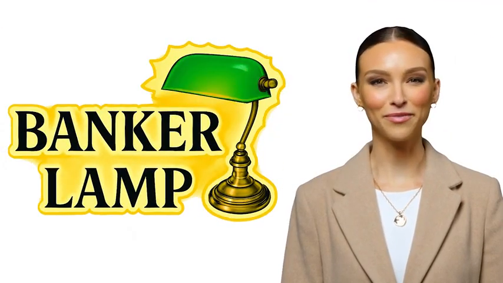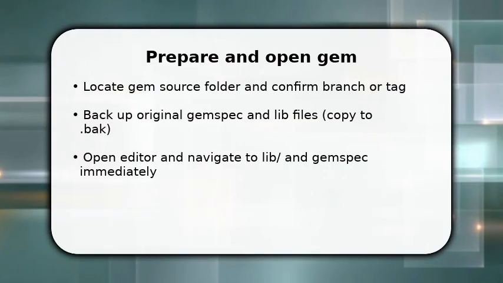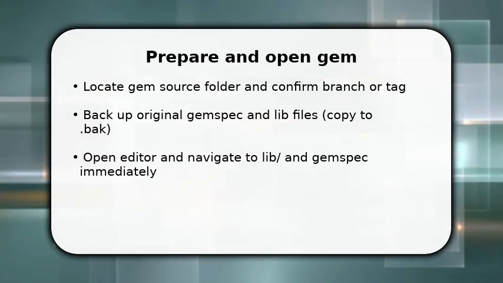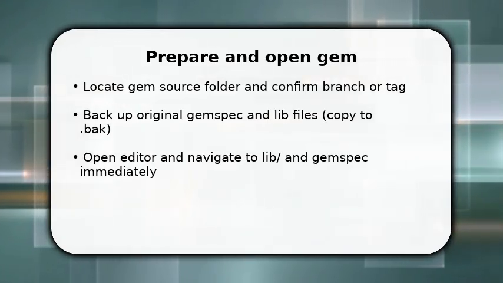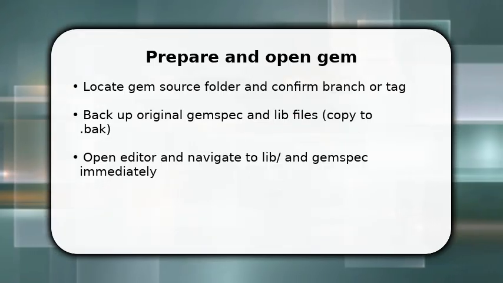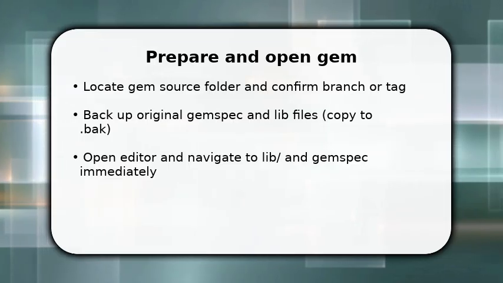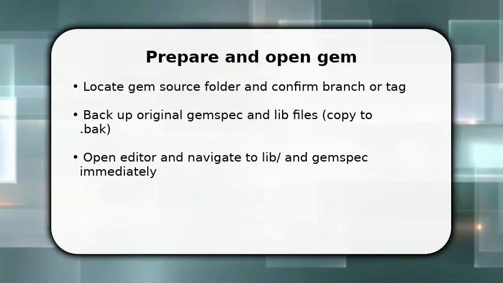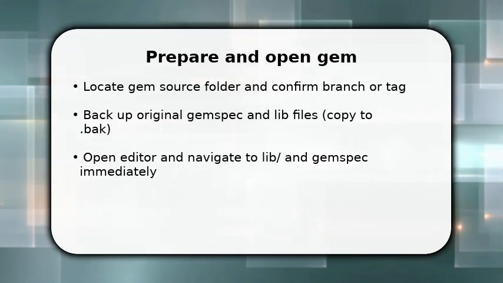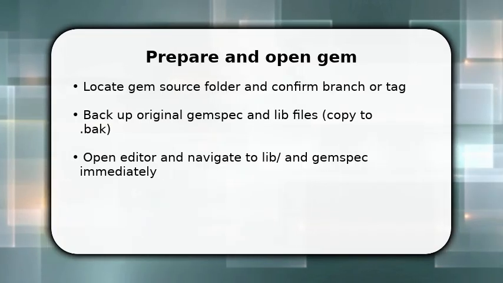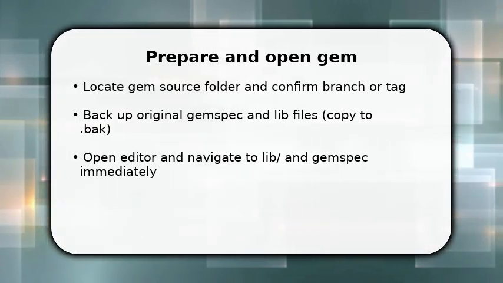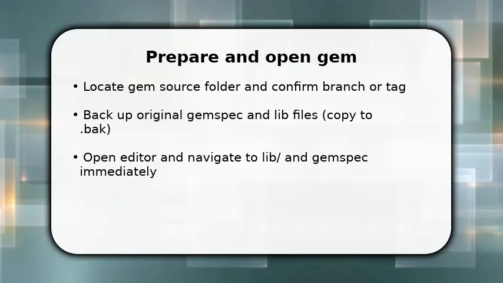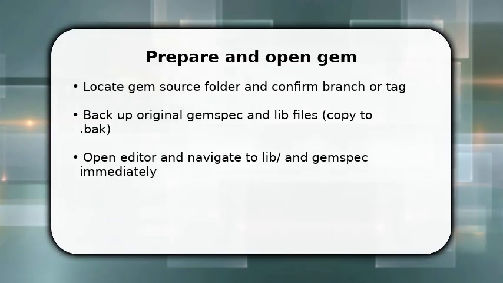Please enjoy the video. You start by getting the repository and confirming which release you will modify. Clone or check out the correct branch now. Once done, make sure to back up the gem spec and relevant lib files so you can revert. Open your editor, then locate the code that defines PAO, typically in lib/ or gem spec attributes. You should be working in a feature branch. Don't skip these steps, because the next edits assume the repository and files are ready and saved.